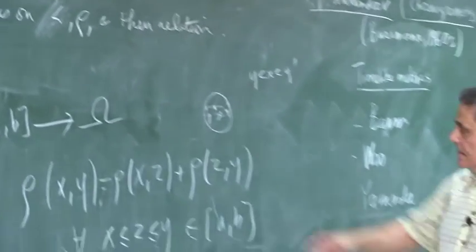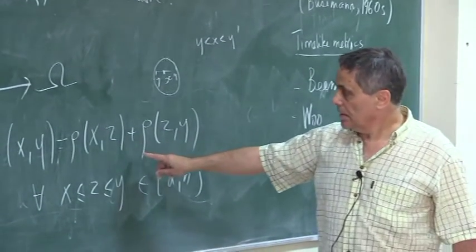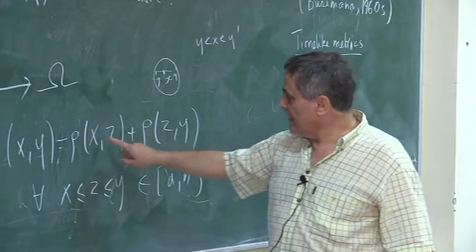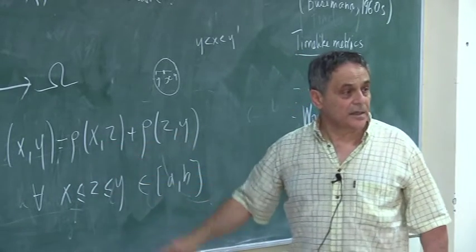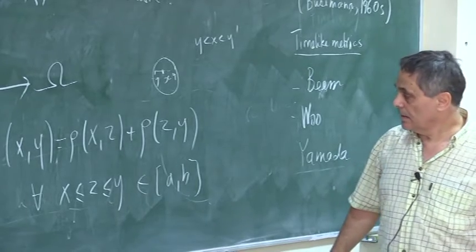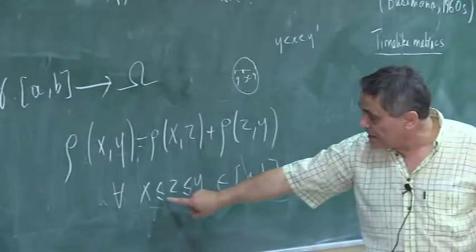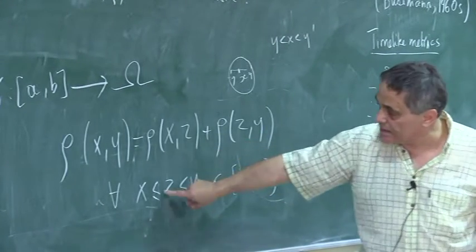I don't have gamma. This is rho. rho of xy equals rho of xz plus rho of zy. Yes, for every. Yes. Yeah, this is not the order relation. This is not my order relation.